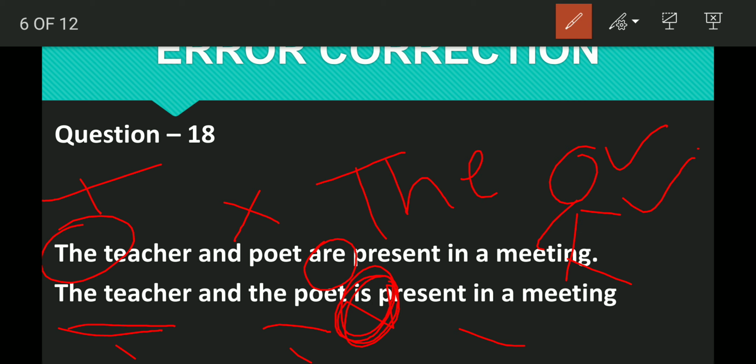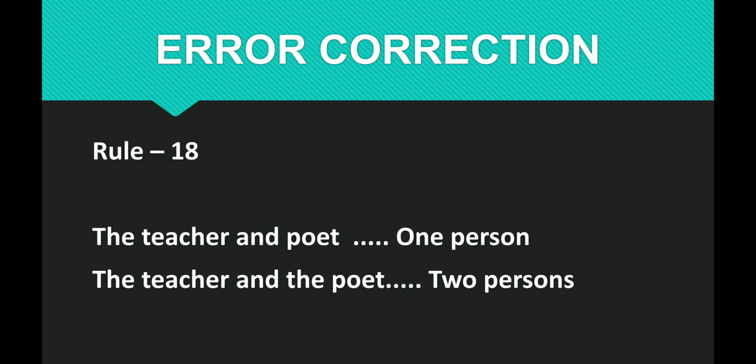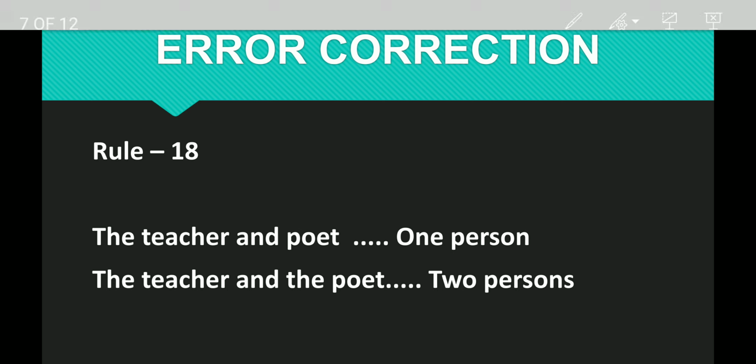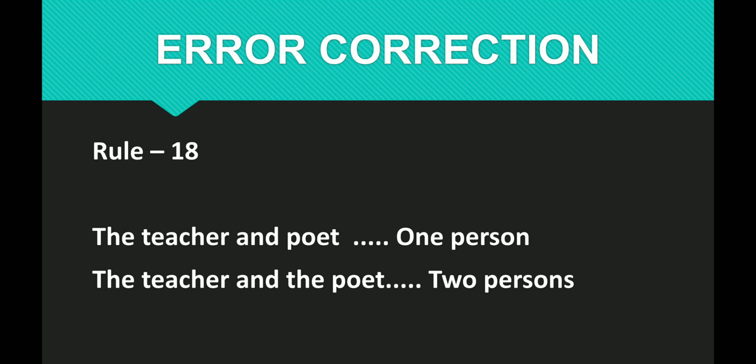So we will move forward to the rule over here. The teacher and poet: one person is there because one definite article, the, is used once. The teacher and the poet: there are two definite articles, so two persons are involved, which is the reason why the sentence will be in plural. So I hope you understand rule number 18. Do focus on the definite article. If it is one, it is one person. If it is two, then two persons are involved.